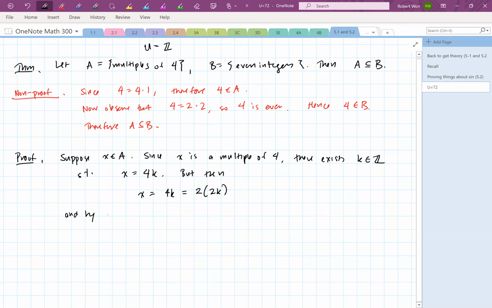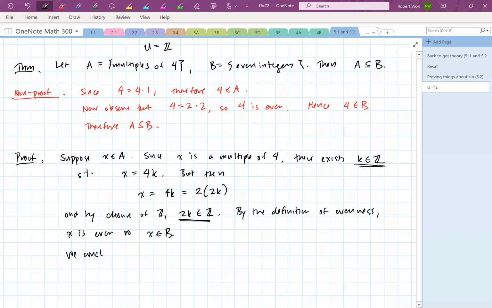And by the closure of the integers, 2k is an integer. All right, k is an integer. Therefore, 2k is an integer. And now x is 2 times an integer. So by the definition of evenness, x is even. So x is in B. We conclude that A is a subset of B.